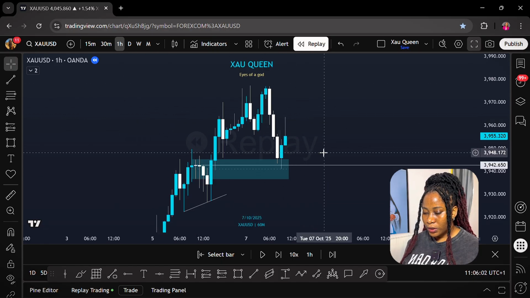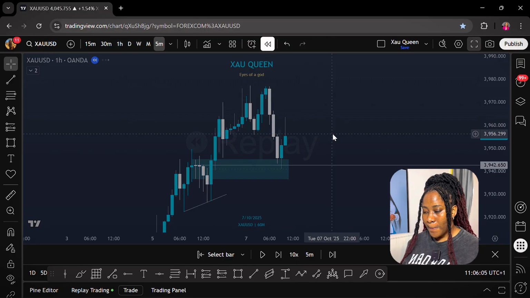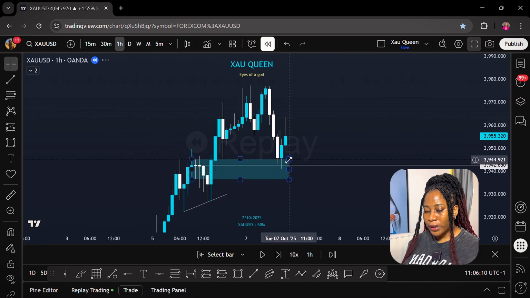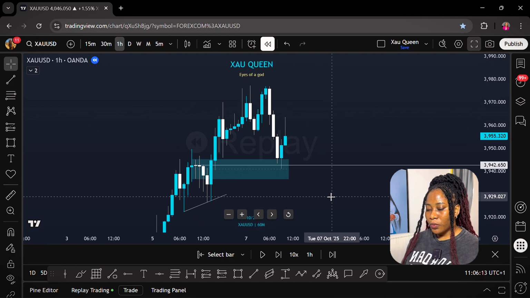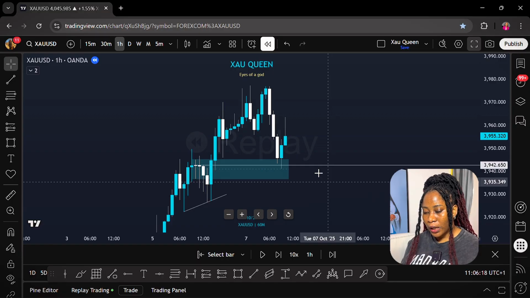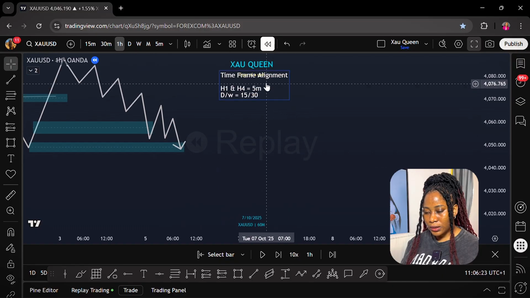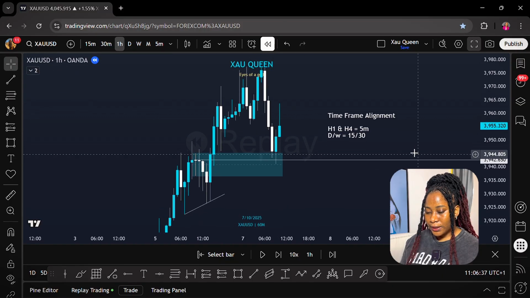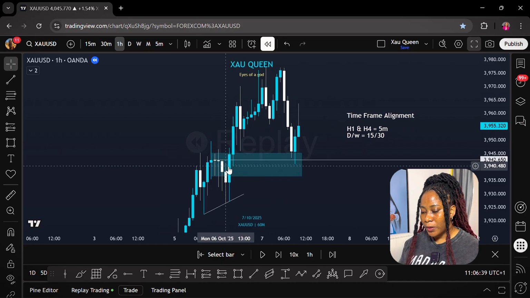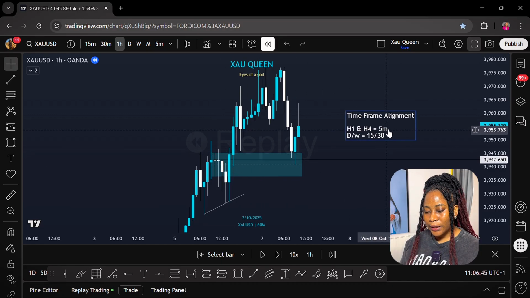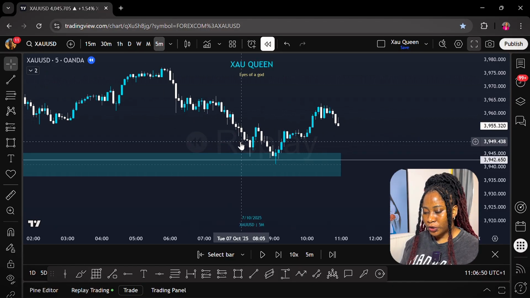Now, checking on the 5 minutes for confirmation entry, where did we get our POI from? From the 1 hour, yeah? We got our POI from the 1 hour. So what is the time frame that we are to use? Where is it? Let me move it. All right, so these are the time frame alignments. Now we've gotten our POI on the 1 hour time frame. Now we are to head over to the 5 minutes to get our entry confirmation.